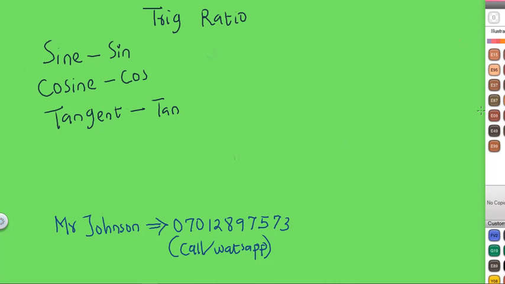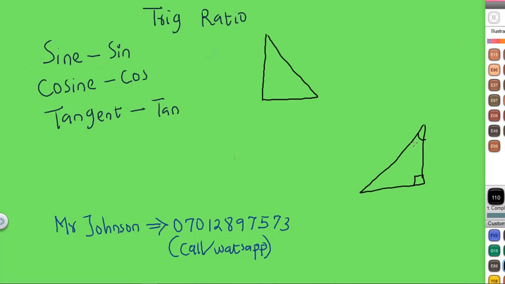Let me draw a right angle triangle, because this is where we'll be applying the knowledge of trigonometry. So let's do this together. In the right angle triangle, the longest side is the hypotenuse, right? So hypotenuse. Same applies here. The longest side is the hypotenuse.